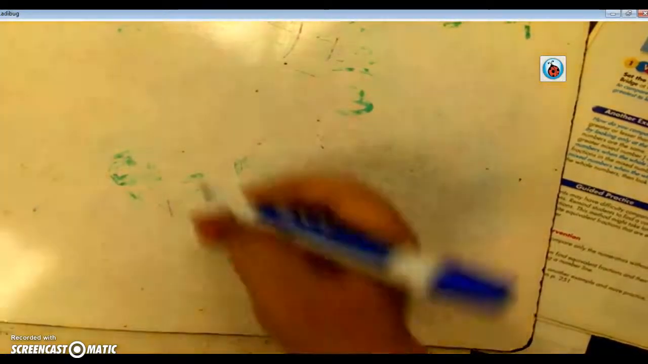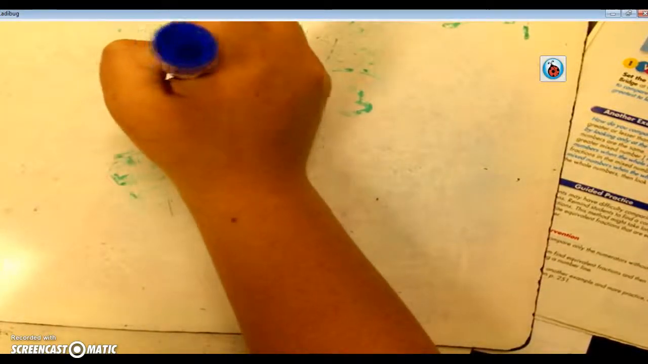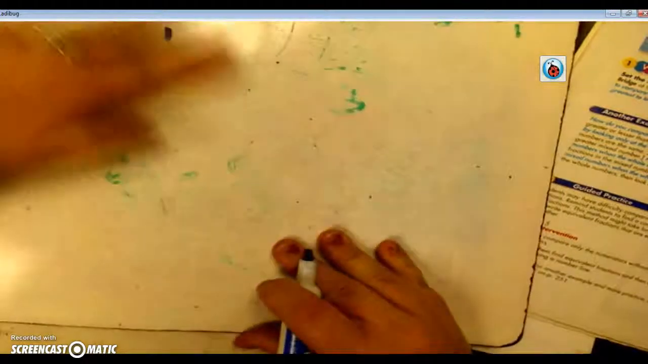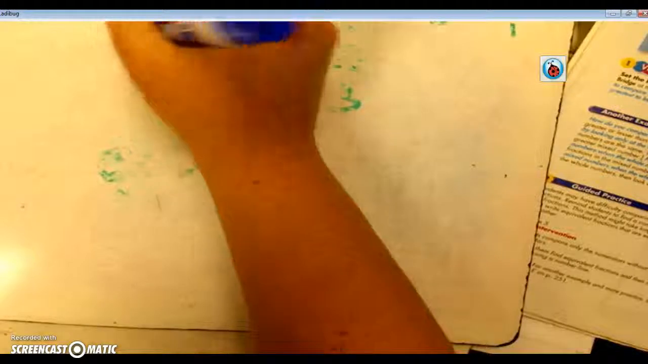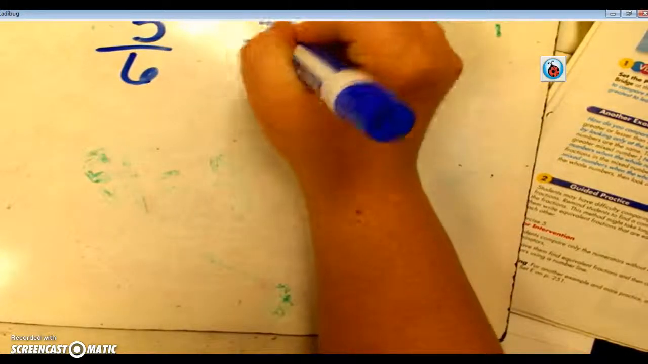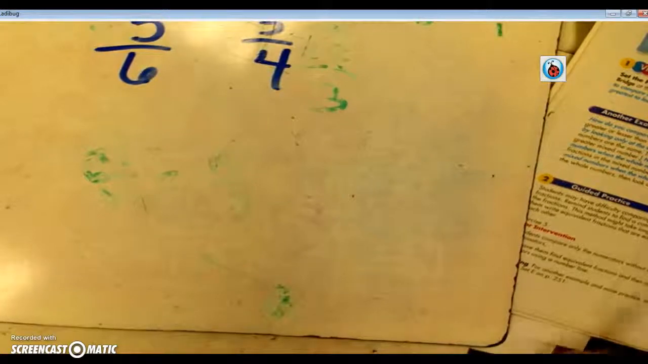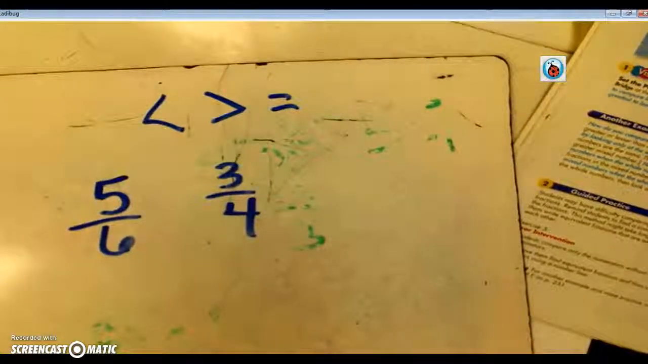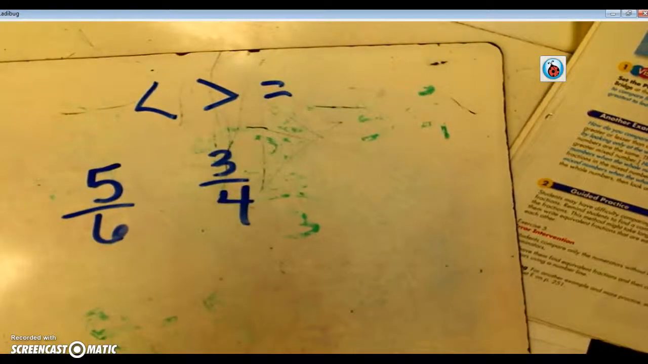Okay, but the tricky part is sometimes it might give me mixed numbers. Sometimes it might give me 5/6 and 3/4. Okay, and it says we have to compare them. So I want to know which fraction is greater than, less than, or equal to? Okay? How many of us off the top of our head know which one is greater than or which one is less than?